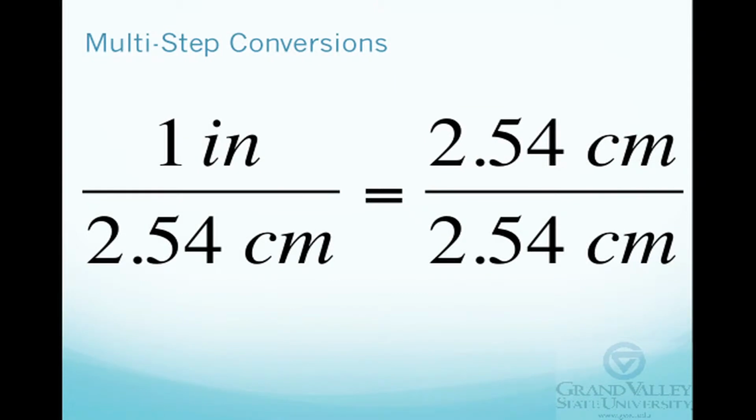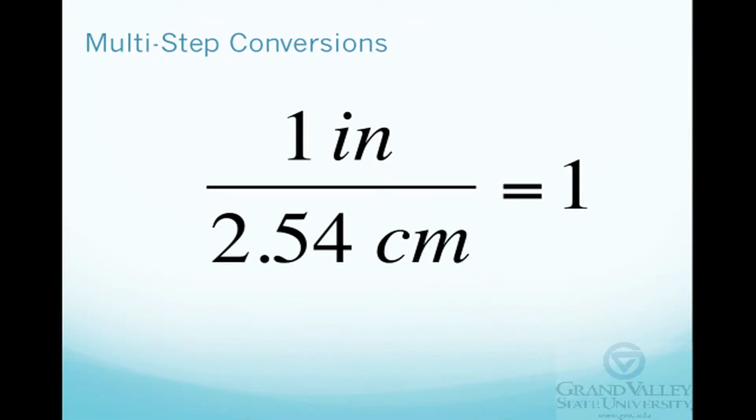Or if we were to divide each side by 2.54 centimeters, it would result in a fraction: 1 inch per 2.54 centimeters equals 1. This shows that conversion factors are ratios of two equal values with different units that are equal to 1. We'll use this in our problem to convert inches into centimeters without changing the true length of our measurement.